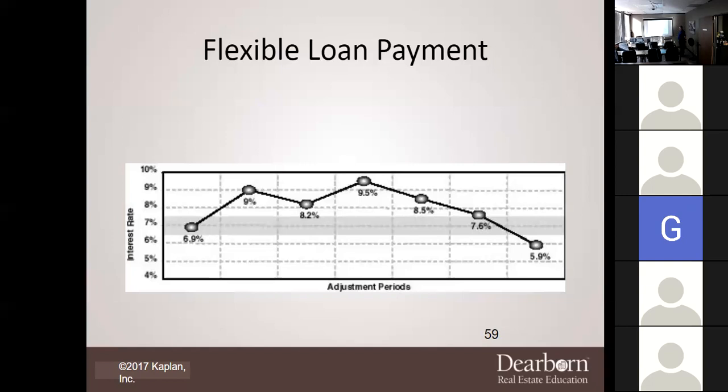Doesn't that sound wonderful? I love roller coasters. It just sounds so wonderful, especially when money's involved. Right? You get to make payments. Flexible money. Look how flexible this is, Mr. Eugene. Look, at the very end, they dropped to 5.9 for you. So flexible. But look at how much the majority of it has been above the 6.9 that he started off with.